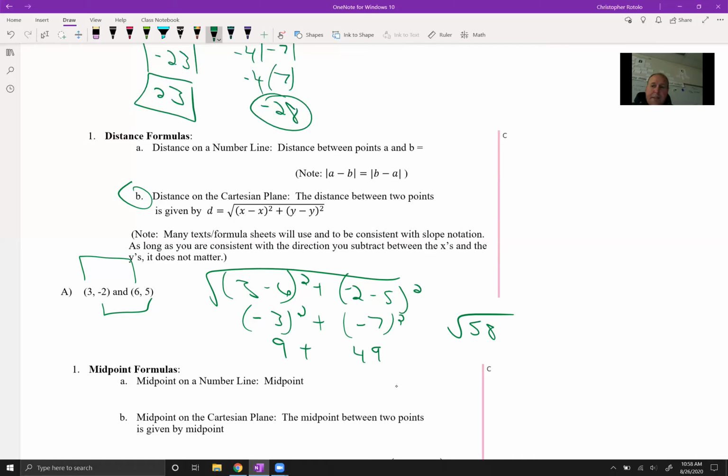So what is that about? Well, just think that 49 is pretty close, so 7. And it's not up to 64 yet, which would be 8. So somewhere between 7 and 8 will get us our distance.